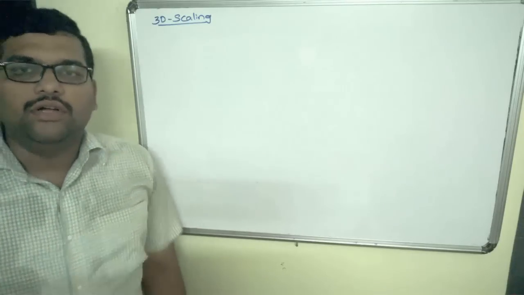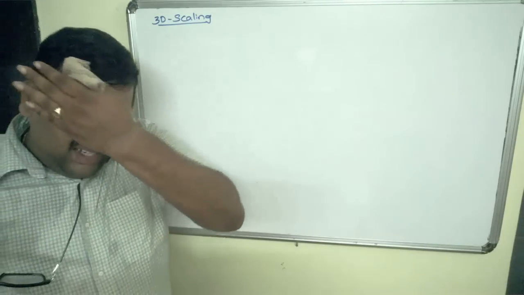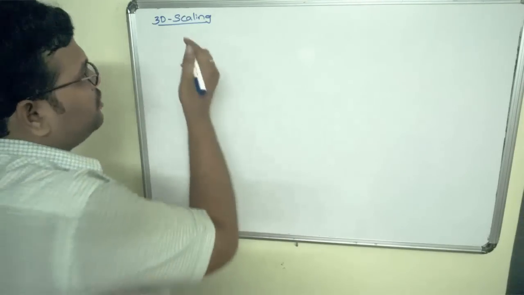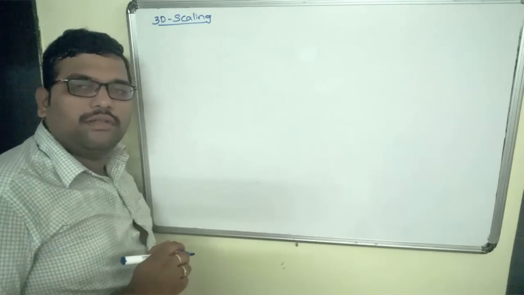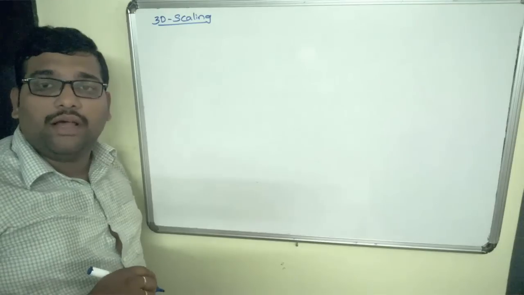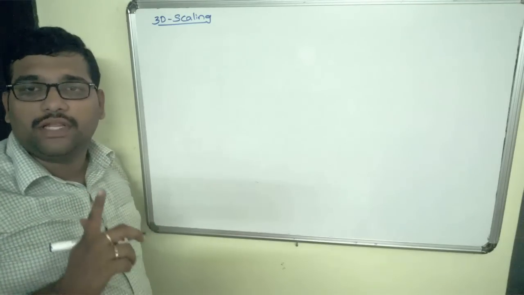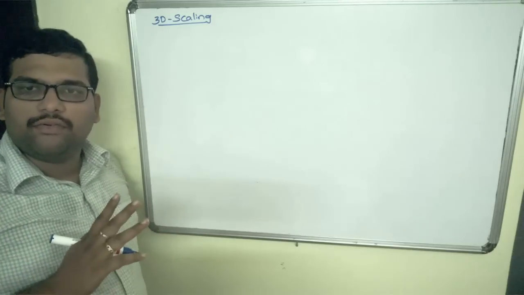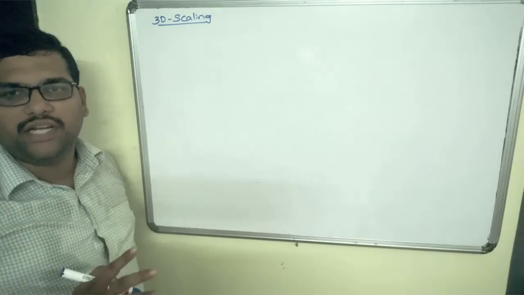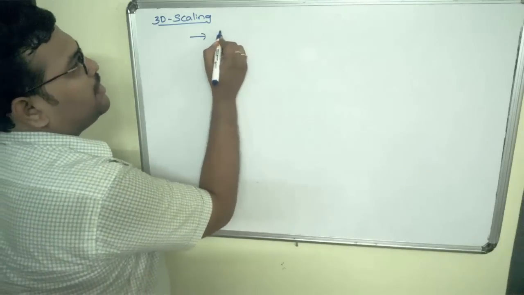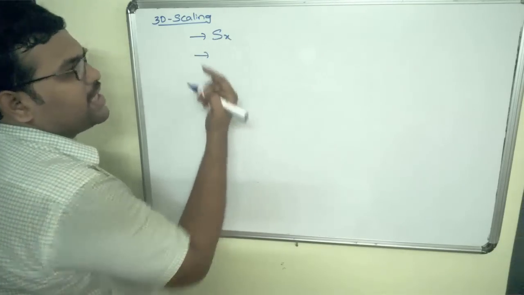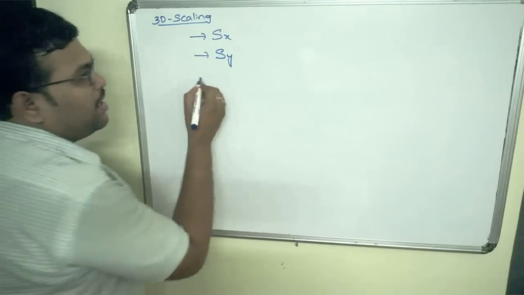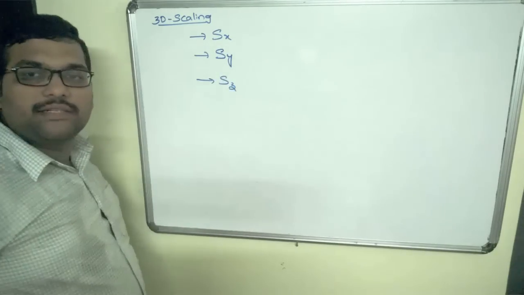Three-dimensional scaling. Here also, scaling is used to change the shape or size of a three-dimensional object. In two-dimensional scaling, we require two scaling parameters, one with respect to the x-axis and one with respect to the y-axis. Here we require the third axis, that is the z-axis. So it requires three parameters: scaling parameter with respect to the x-axis, scaling parameter with respect to the y-axis, and scaling parameter with respect to the z-axis.